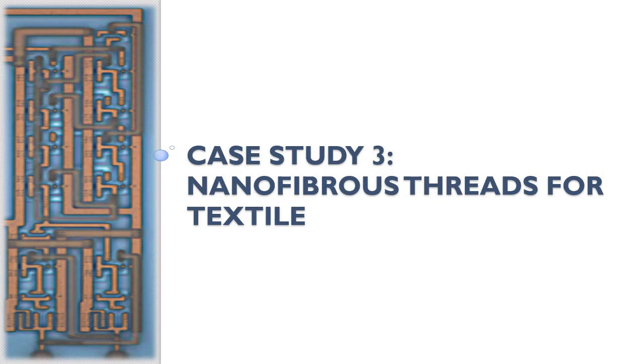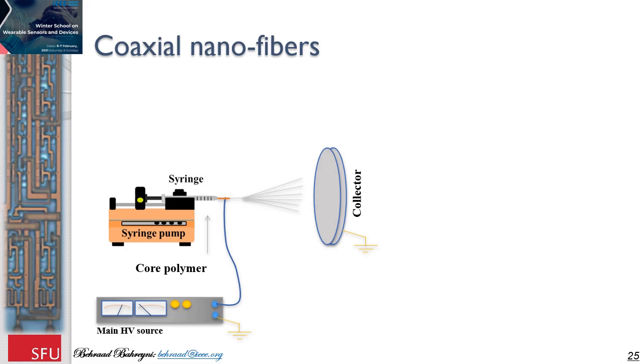Finally, the last case study that I wanted to talk about is about the work in my research group, where we are developing these nanofibrous threads for smart textile applications. So the technique that we are using here is based on electrospinning. In electrospinning, you take a polymer, put it inside a syringe, and apply a very large electric field between the needle that is connected to that syringe and the collector.